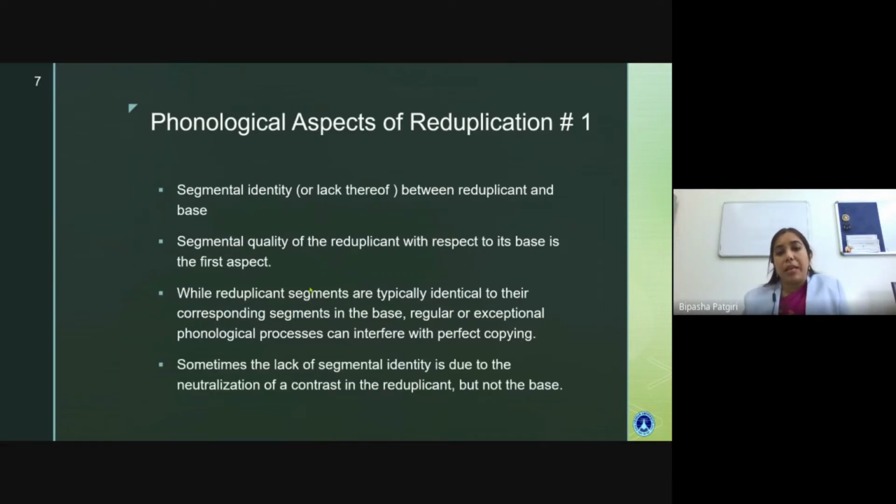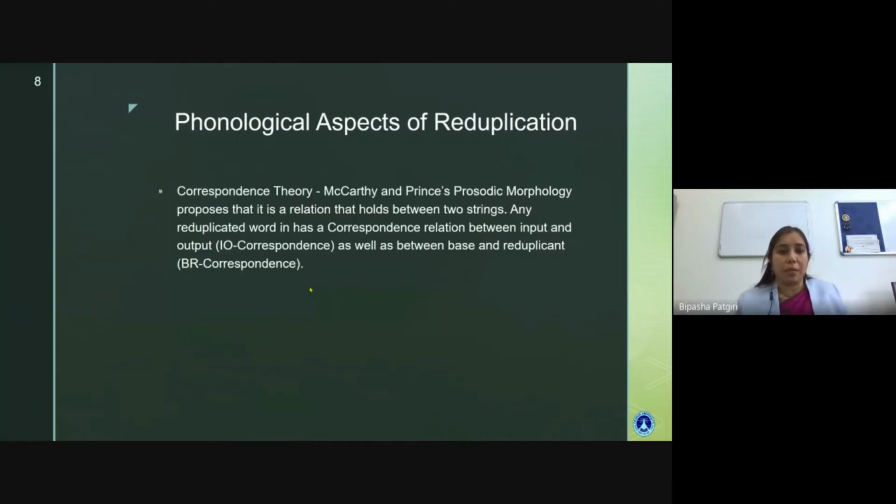Sometimes the lack of segmental identity is due to the neutralization of a contrast in the reduplicant, but not the base. So sometimes the reduplicant structure undergoes certain types of neutralization, for example, voicing neutralization in a coda position, or aspiration neutralization, or any other marked structure getting neutralized in the unmarked position, etc. So those are some other processes which may be involved while determining reduplication from a phonological point of view.